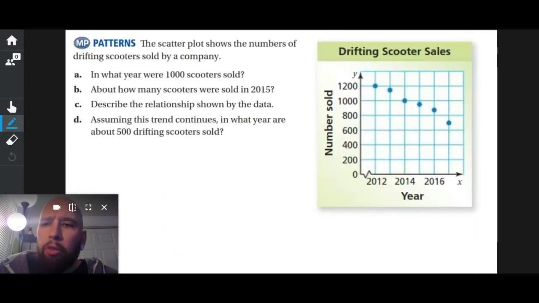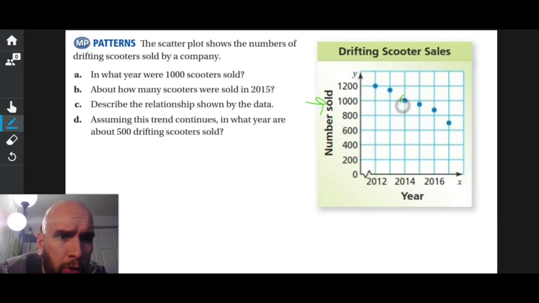The scatter plot shows the number of drifting scooters sold by the company. I don't know what a drifting scooter is, but they're probably homeless and we need to get them help. In what year were 1,000 scooters sold? All right, well, here's the scooters sold. 1,000's right there. That seems to match up with 2014.